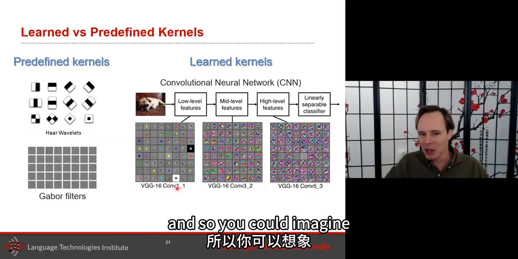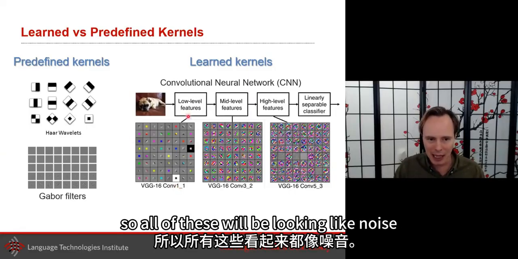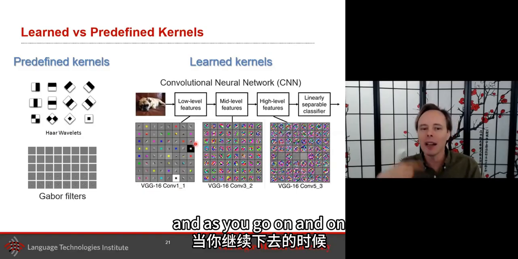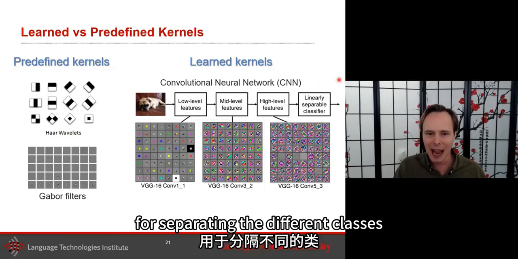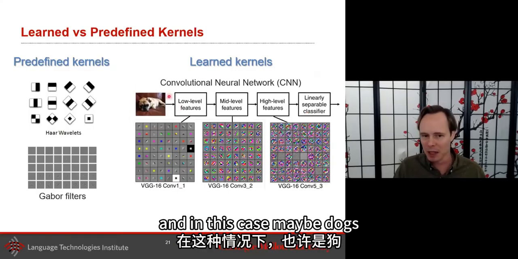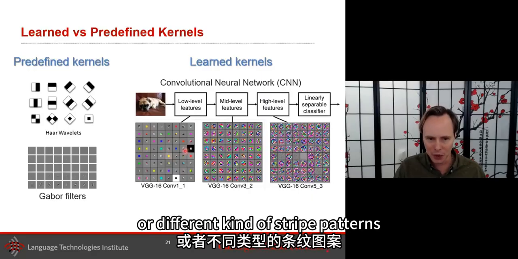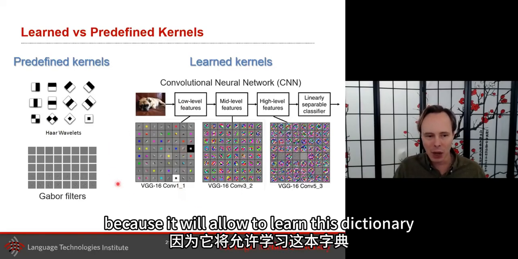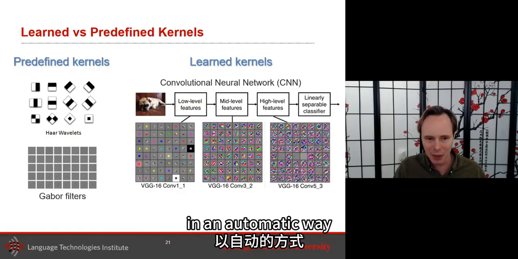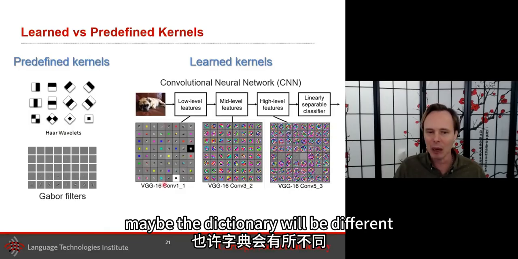And so you could imagine you start by randomly initializing them. So all of these will look like noise. And as you go on and on, the network will find what is useful for separating the different classes. And in this case, maybe dogs. We seem to like dogs. And so colors may be important, or different kinds of stripe patterns. And so it's great because it allows us to learn this dictionary in an automatic way. And if you have new classes or new labels, maybe the dictionary will be different.